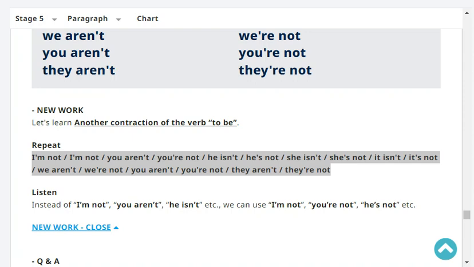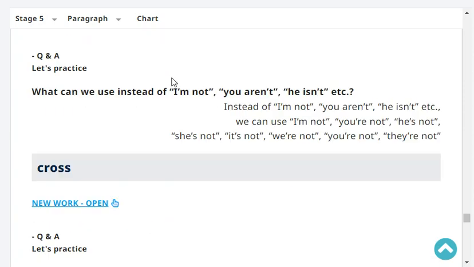It isn't, it's not. Very good. We aren't, we're not. You aren't, you're not. They aren't, they're not. Very good. Okay, listen. Instead of you aren't, you can say you're not. Instead of he isn't, we can say he's not. But for the word I'm not, it's still I'm not. Okay? So let's practice.